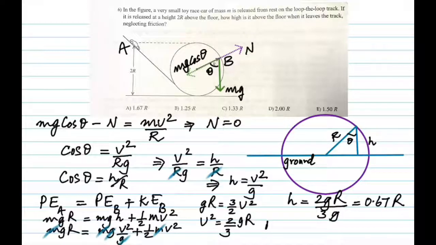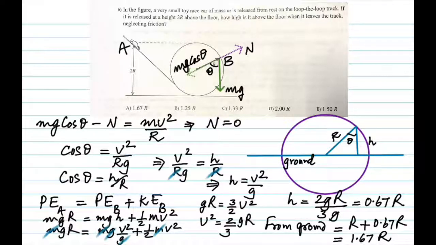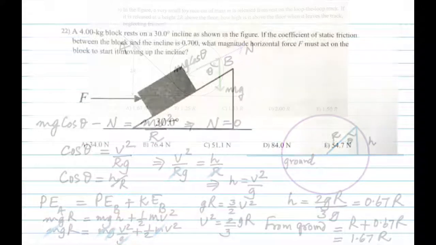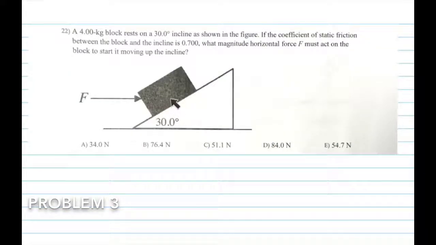But that's the height from the center, isn't it? So don't I have to add the radius to get the total height? So from the ground, it would be 1.67 times the radius. In this question, it's a free body diagram. What are the forces that act? Weight? Is there friction? Yeah, so friction would be straight down, right? So mg and then the force.